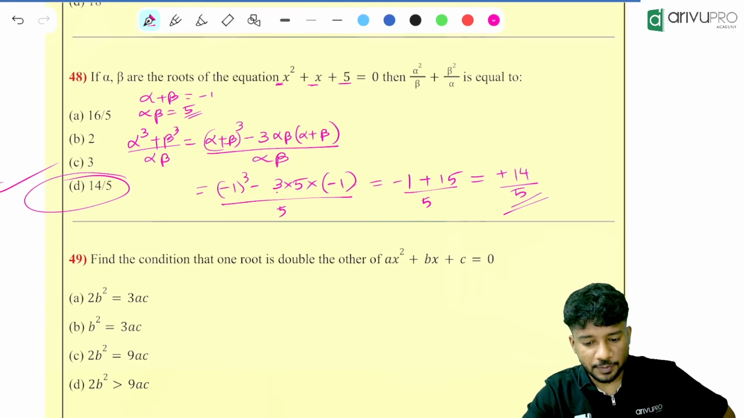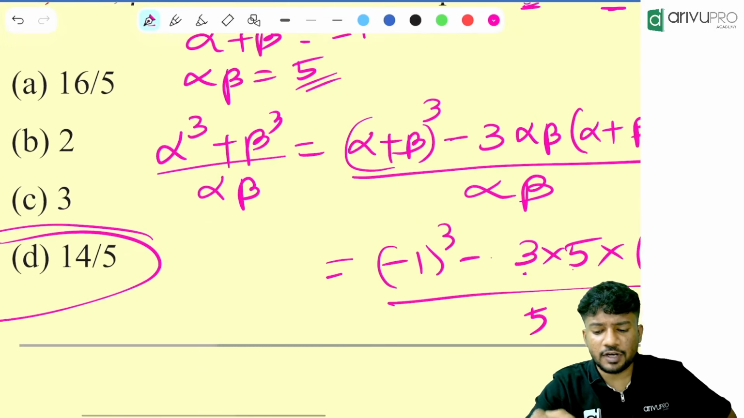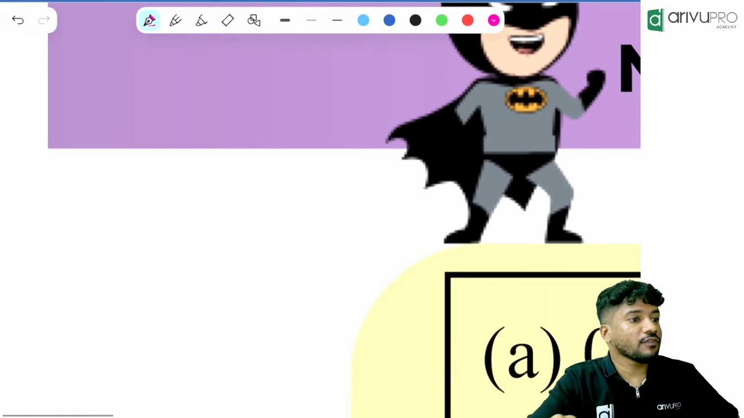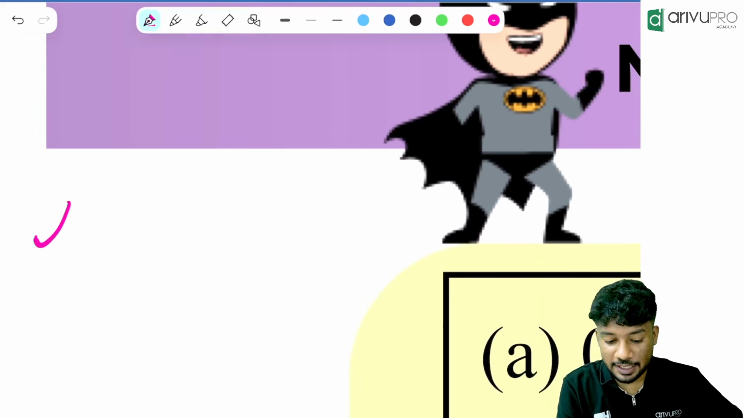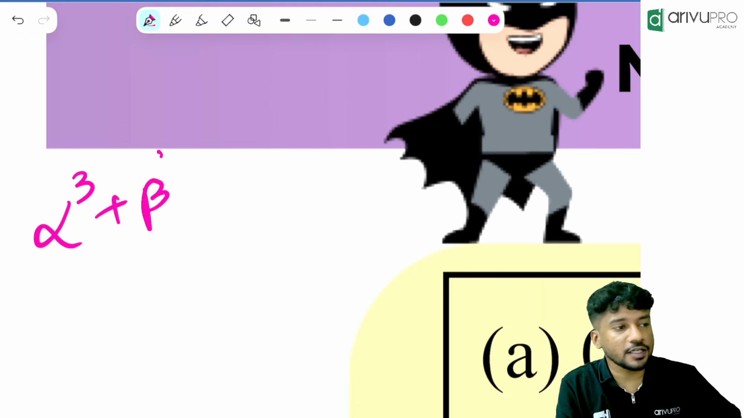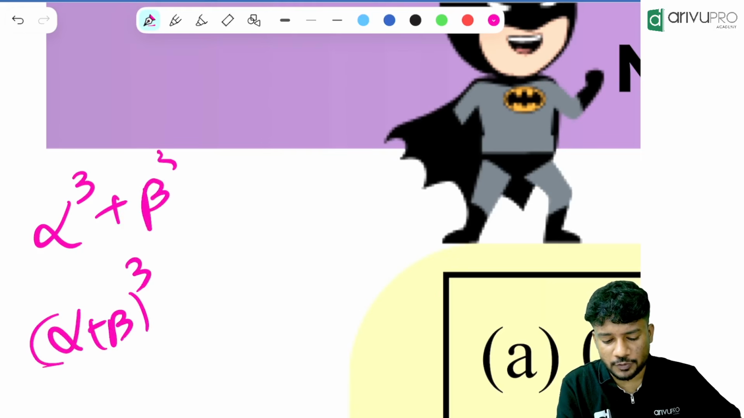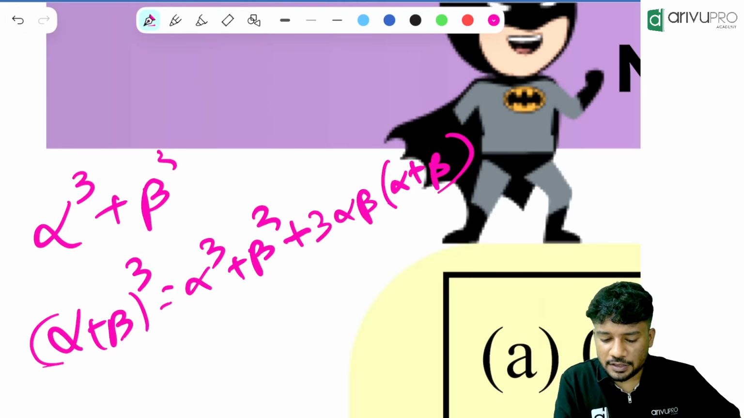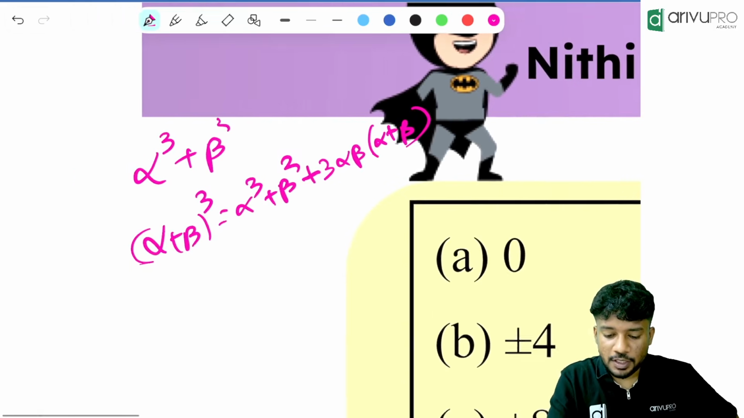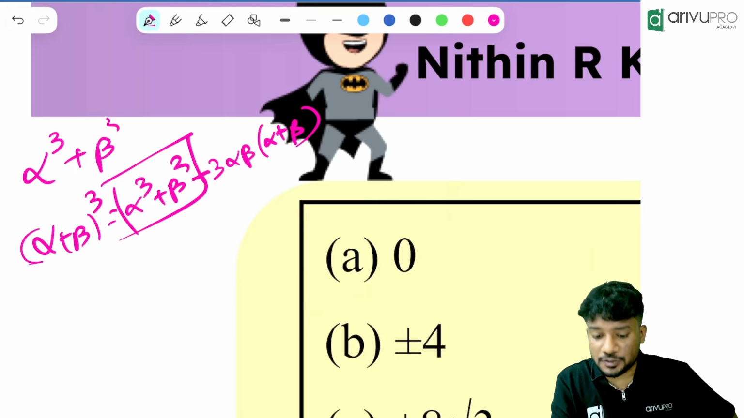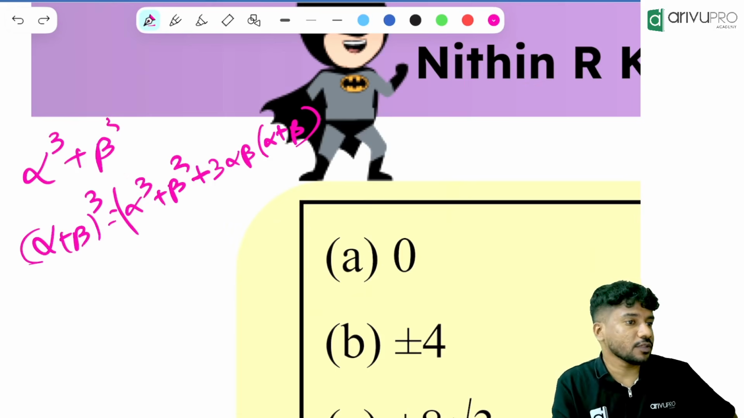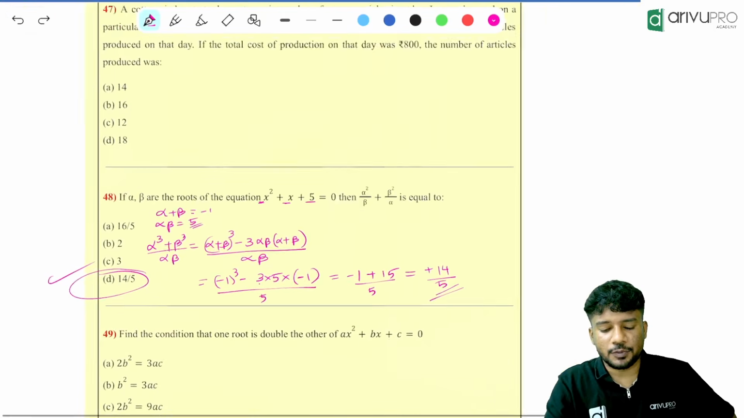How is minus 3 alpha beta? So here they are not directly asking for alpha plus beta the whole cube. In the previous question, what did they ask? They asked for alpha plus beta the whole cube directly. Here they are asking for what? Alpha cube plus beta cube. So the alpha plus beta the whole cube formula is what, people? Alpha cube plus beta cube plus 3 alpha beta into alpha plus beta. That is the formula for alpha plus beta the whole cube. But in this question, they are asking for alpha cube plus beta cube. So you should take this to the other side. It will become negative. That's how it became minus. Okay.